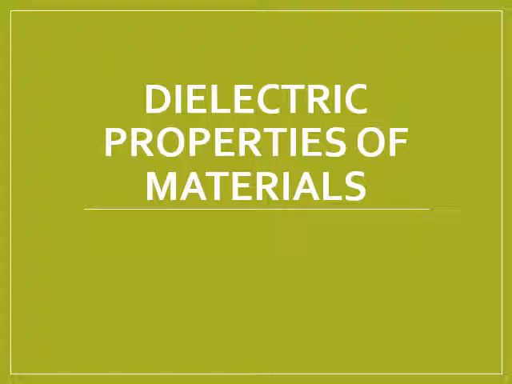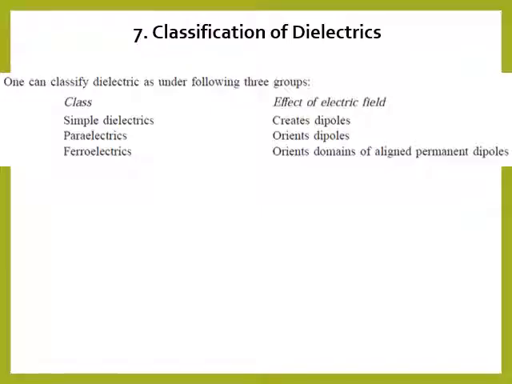Dielectric properties of materials. Here is the classification of dielectrics. Dielectric materials can be classified into three classes: simple dielectrics, paraelectrics and ferroelectrics. And here is the effect of electric field on each of these classes.